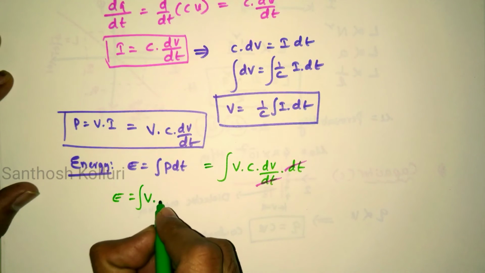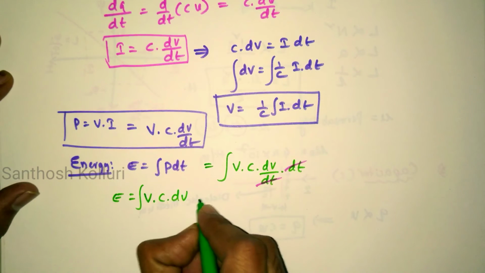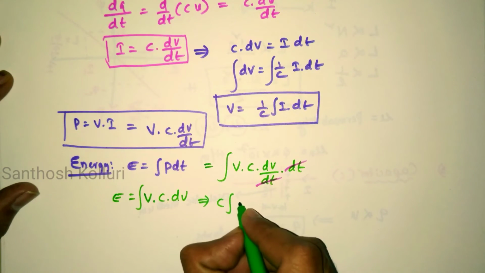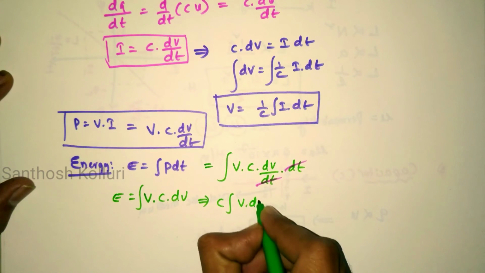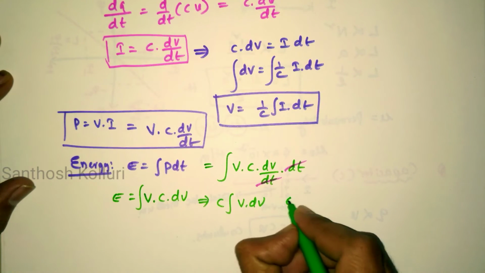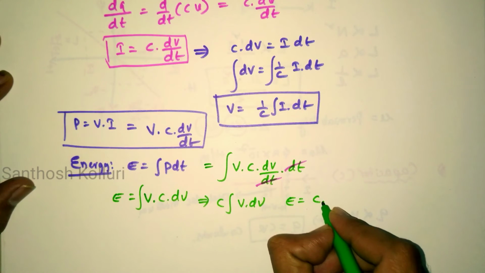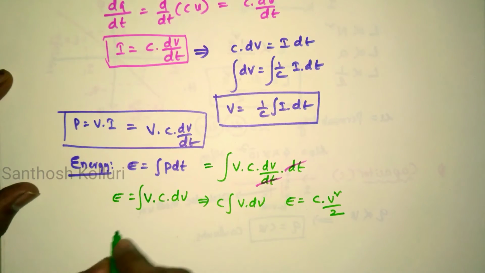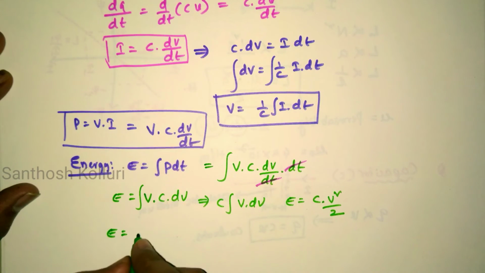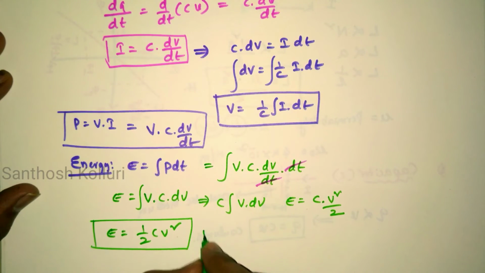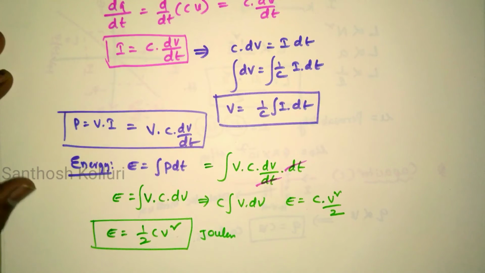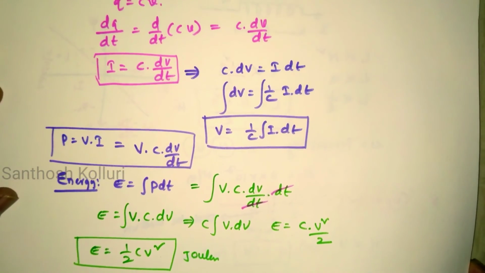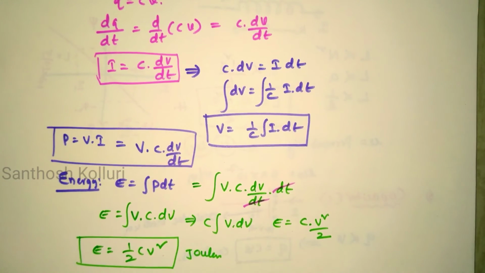Therefore energy E is the integration of V into C into dV, so C into the integration of V dV. So E is equal to C into V square by 2. The total formula is E equals half CV square joules. So the energy stored in the capacitor is half CV square joules. These are the formulas for the capacitor.